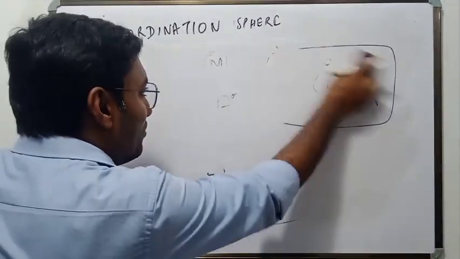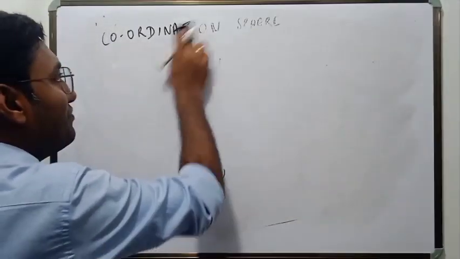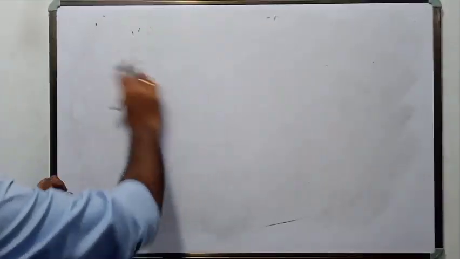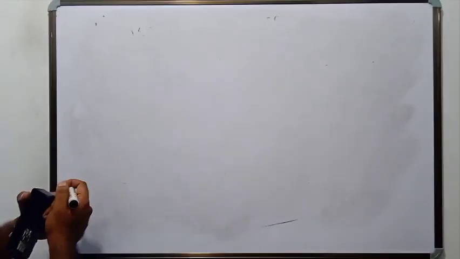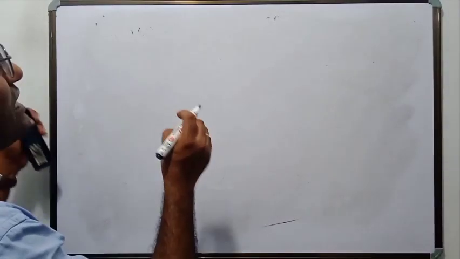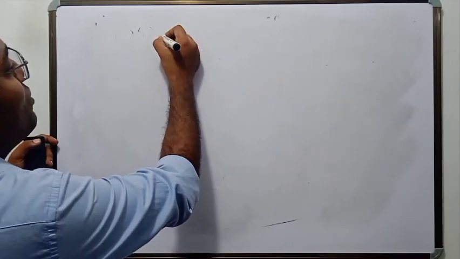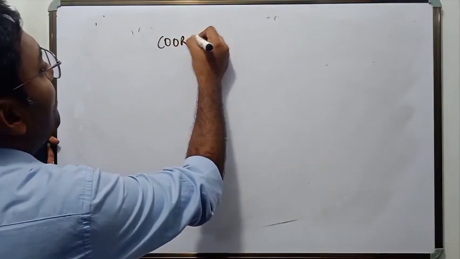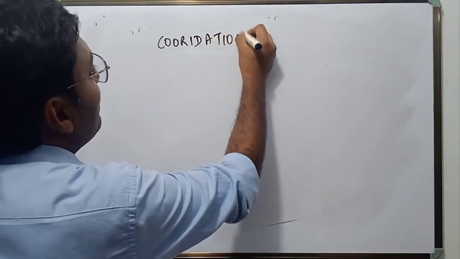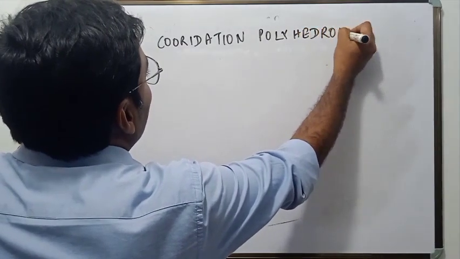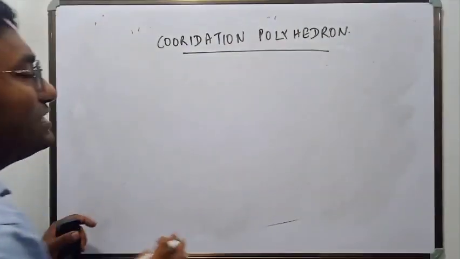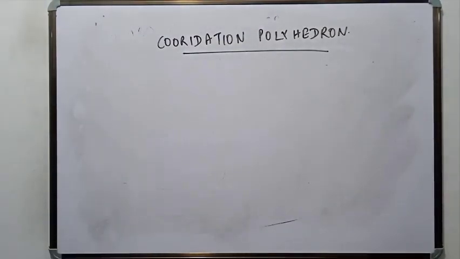Now coordinate covalent compounds, after their formation, are actually directional in shape. So after their formation, we get some geometrical shapes. These geometrical shapes are called coordination polyhedron. After the formation of coordinate covalent compounds, we get some definite geometrical shapes, and these definite shapes are called coordination polyhedron.